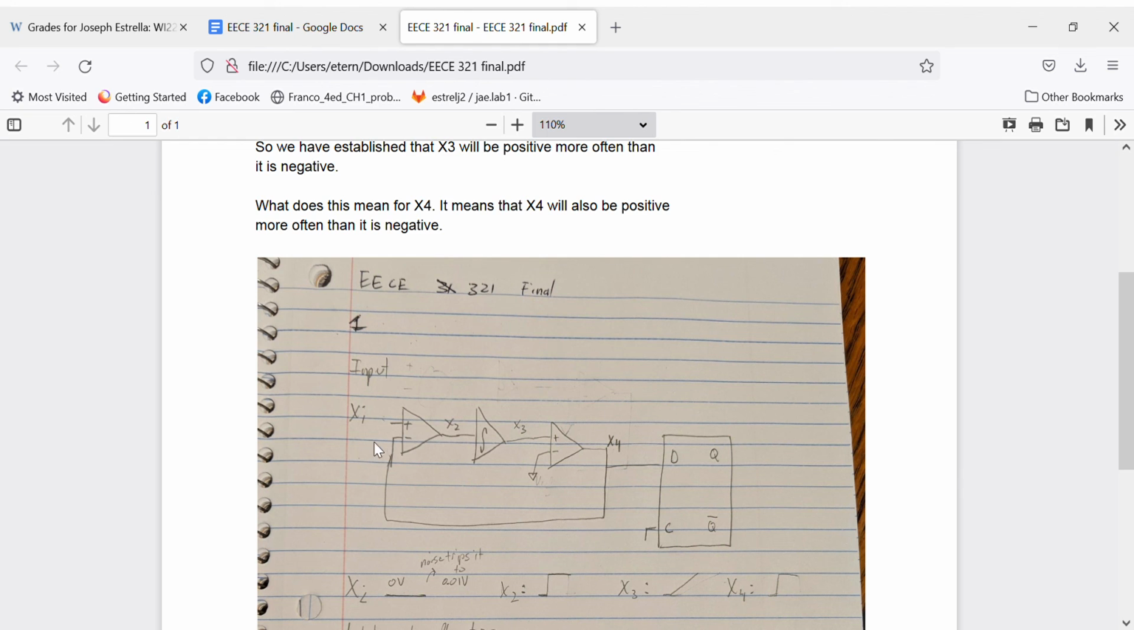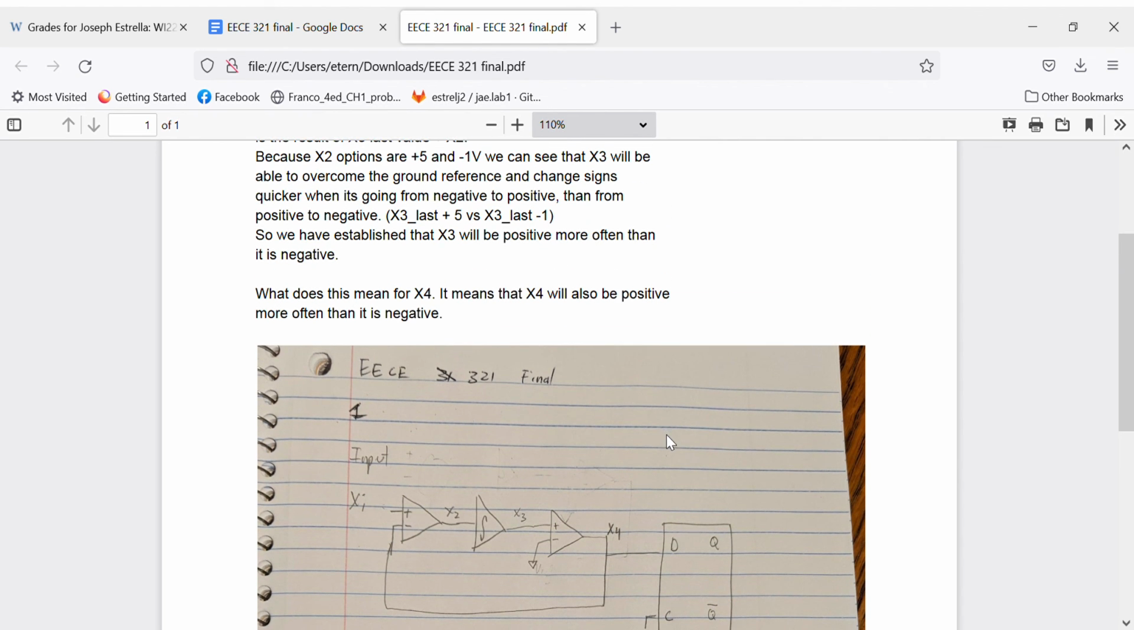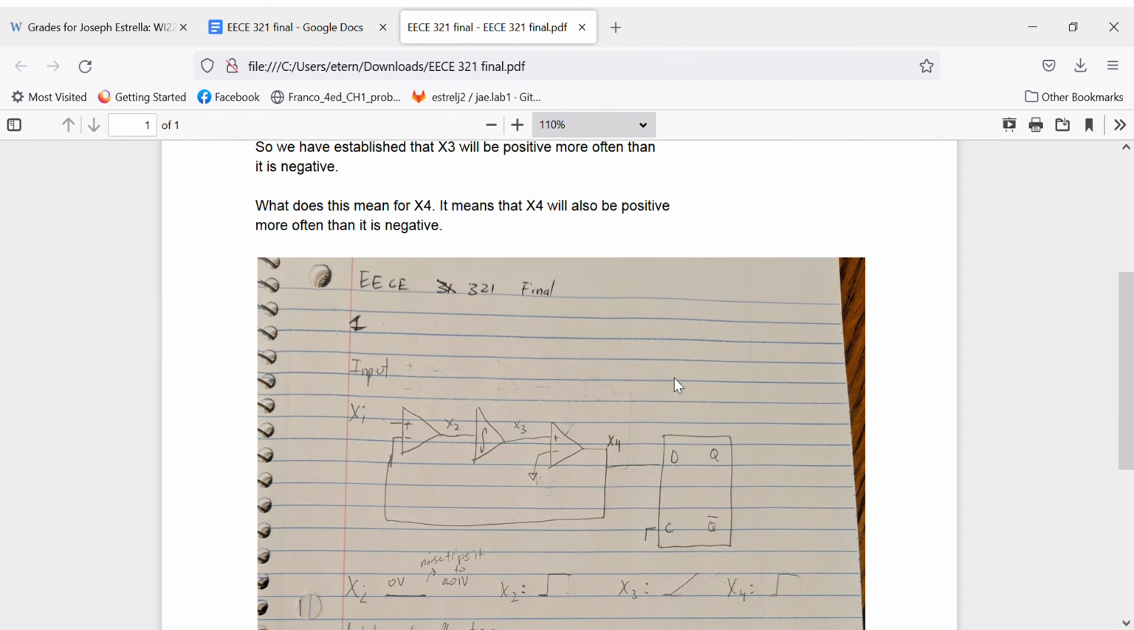So you can see how the value on x in is represented as the duty cycle between logic lows and logic highs at the x4 node. So that is a quick rundown on how a sigma delta analog to digital converter works.